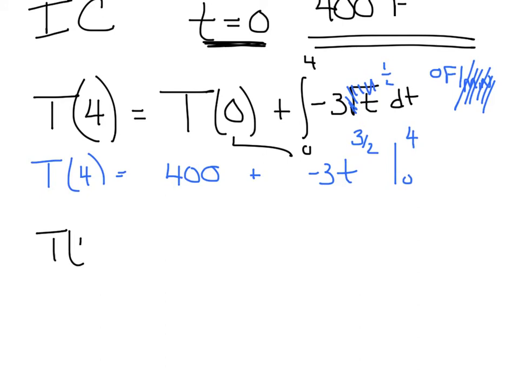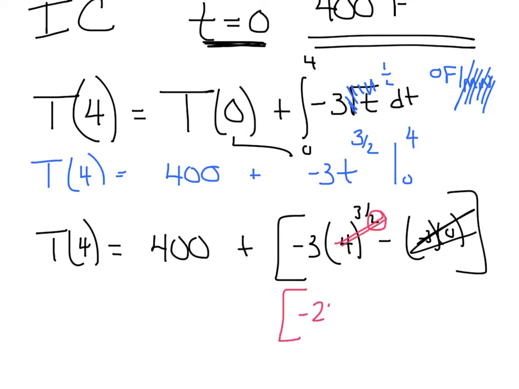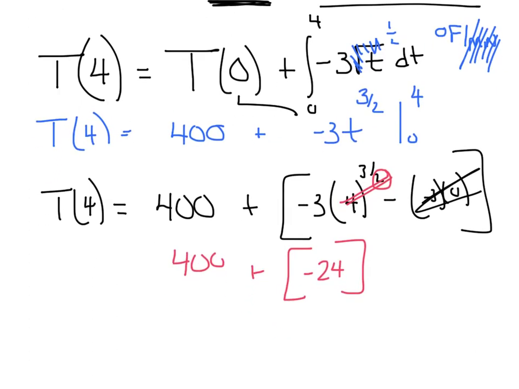So T of 4 equals 400 plus, I'm going to do this real carefully, negative 3 times 4 to the 3 halves minus negative 3 times 0 to whatever, which is all 0. Remember, the square root of 4 is 2, and 2 cubed is 8. So that gets me negative 24 plus 400. So at t equals 4, I can safely say I have a temperature of 384 degrees Fahrenheit.